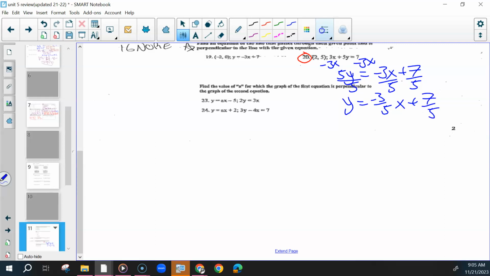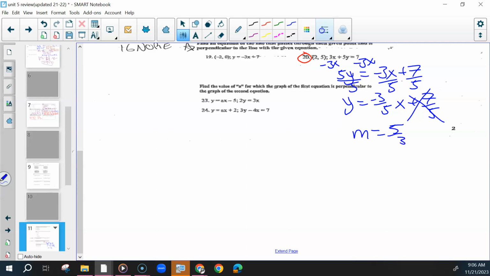Remember, with questions like these, you don't need the y-intercept. You can cross that out. Our new equation has to have a perpendicular slope. So what would our new slope be? 5 over 3.